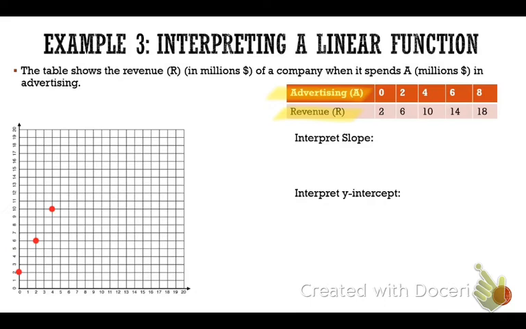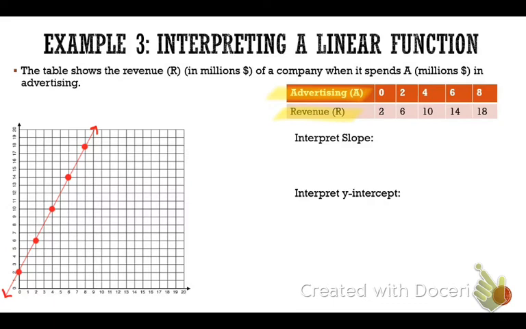Y'all just check me and make sure I'm doing this right. Over 6 up 14. And over 8 up 18. Okay, now I'm going to try to get my line straight through these points. Hopefully I can get it straight enough. Okay. All right, so here's my line. The first thing I want to do is write an equation.